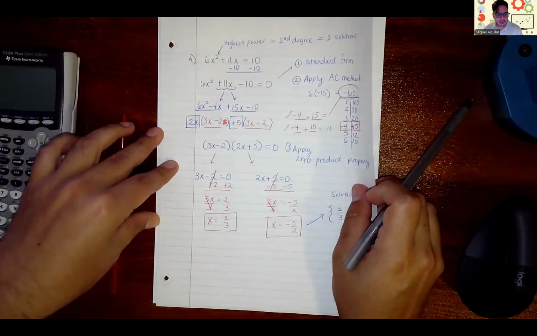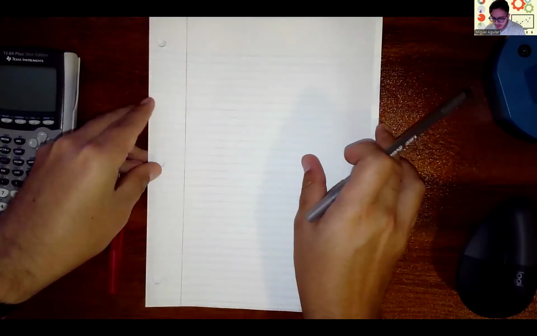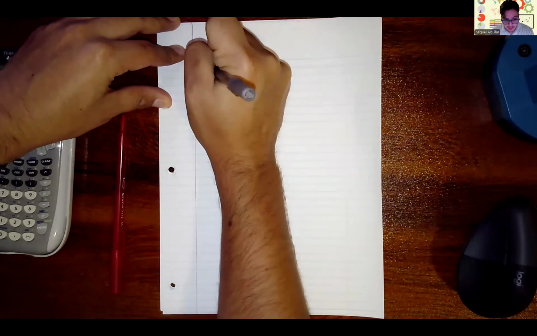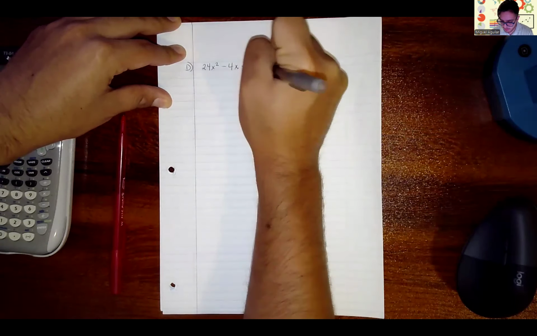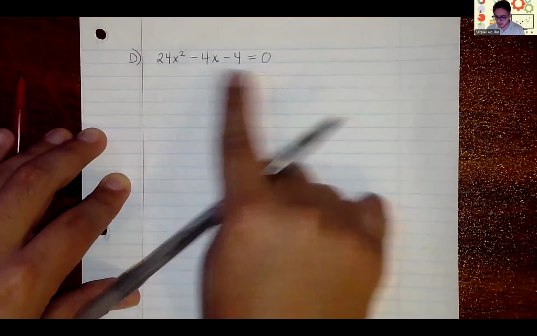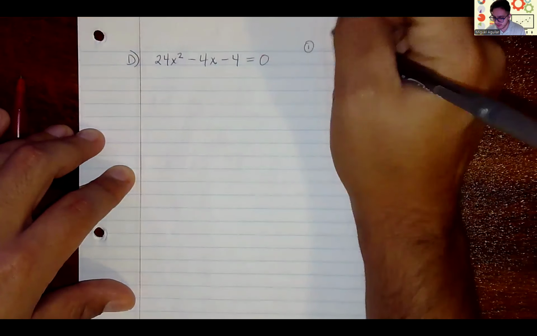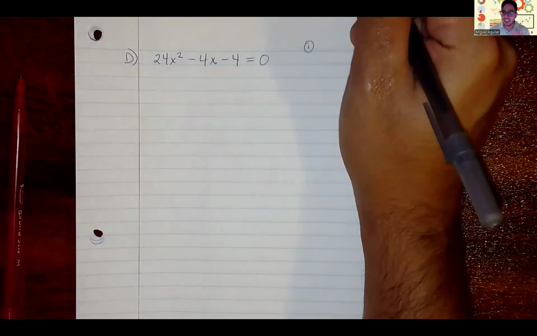If you look at, let's jump to question number D. Question D on this particular slide says 24x squared minus 4x minus 4 equals 0. And this one's already in standard form. Okay. It's already set equal to 0. We have our trinomial over here. So since it's already in standard form, we can jump right into the AC method, or at least we think we might want to jump right into the AC method.